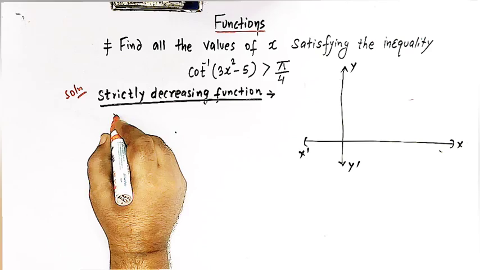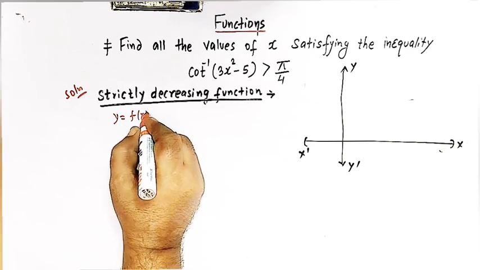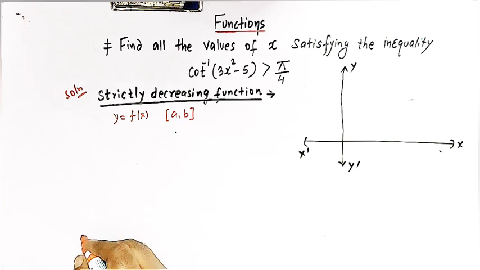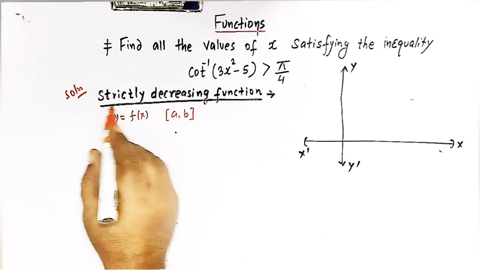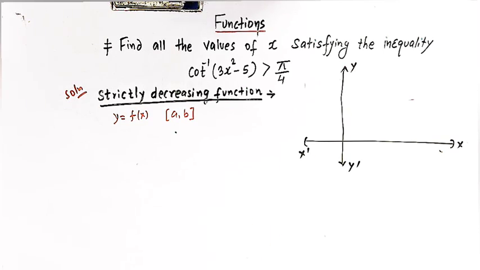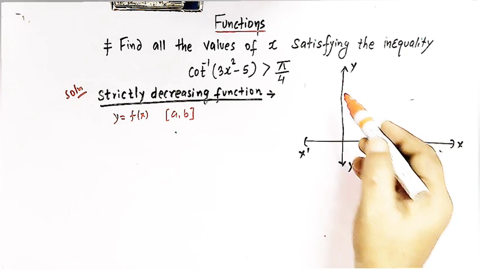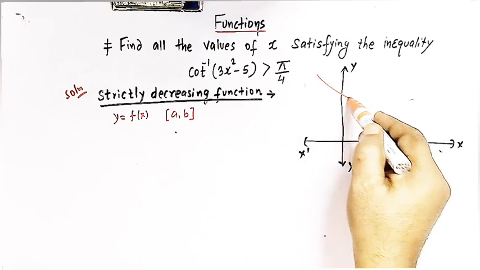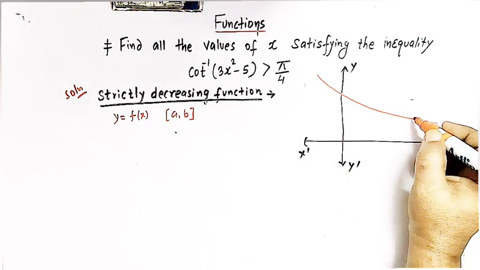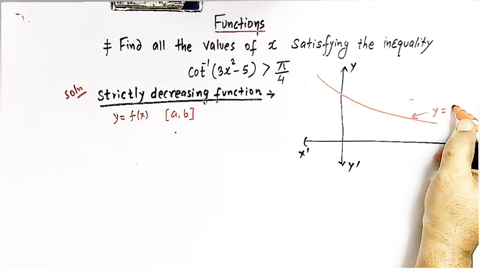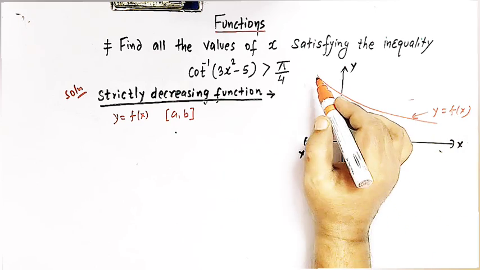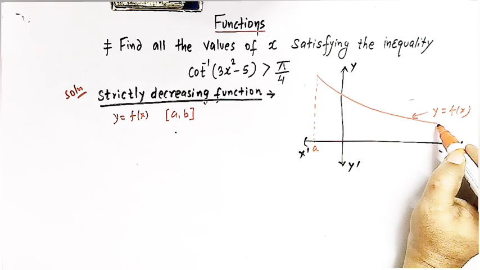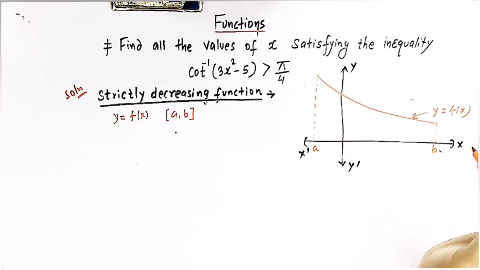Now consider a function y is equal to f of x, which is defined in some closed interval a comma b, right? And here since we are considering the strictly decreasing function, let us roughly draw the graph of the decreasing function like this. And this is our function y is equal to f of x, and here we have the point A, and here we have the point B.